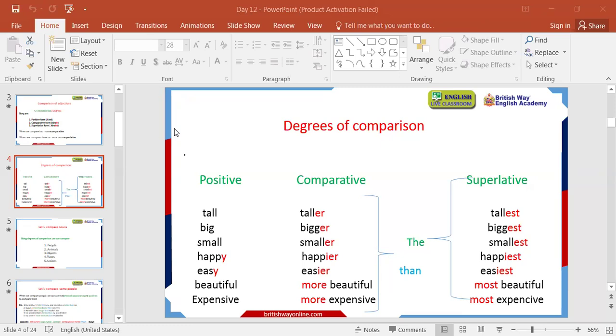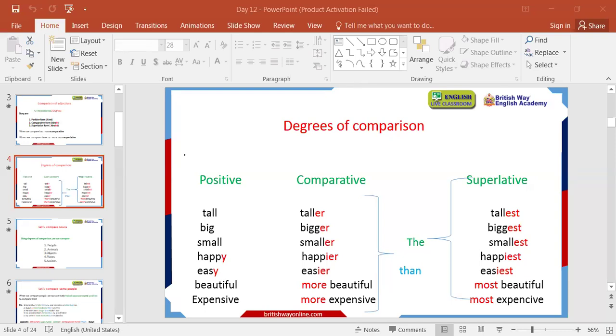Right. Then if I say short, shortest. If I say peaceful, more peaceful, most peaceful.